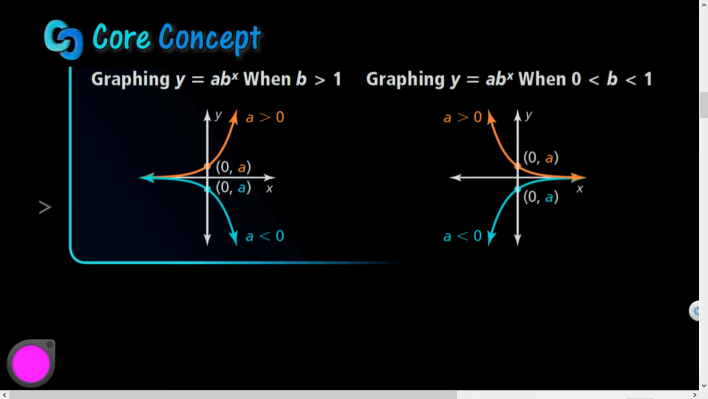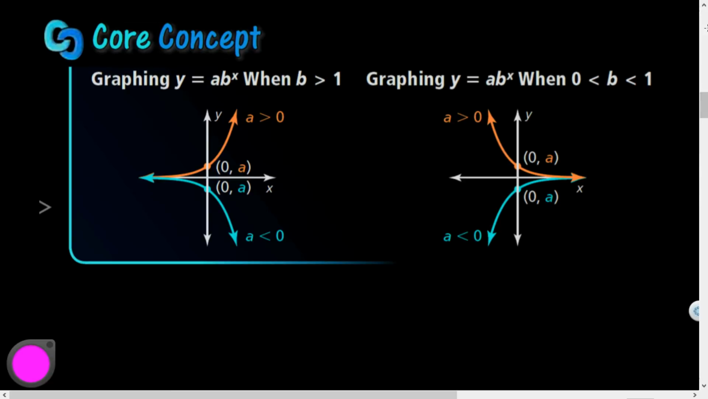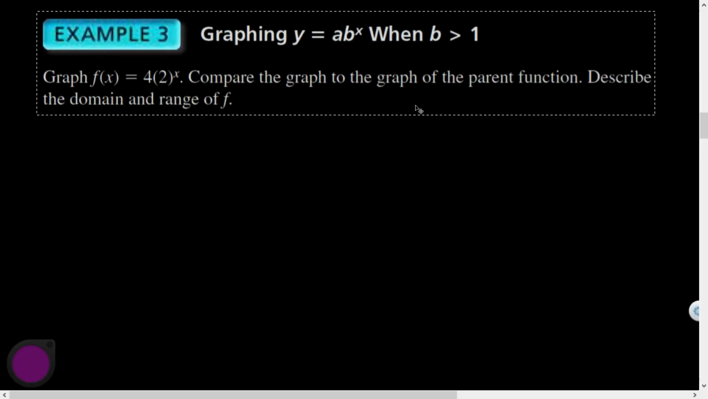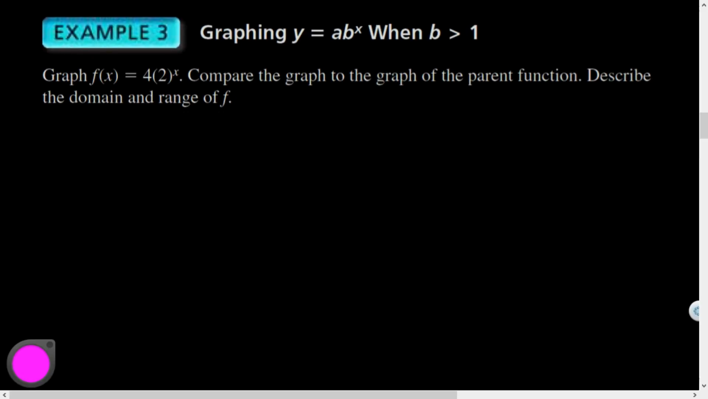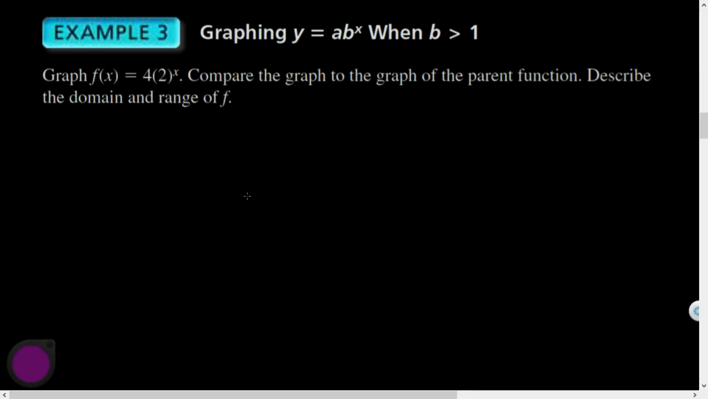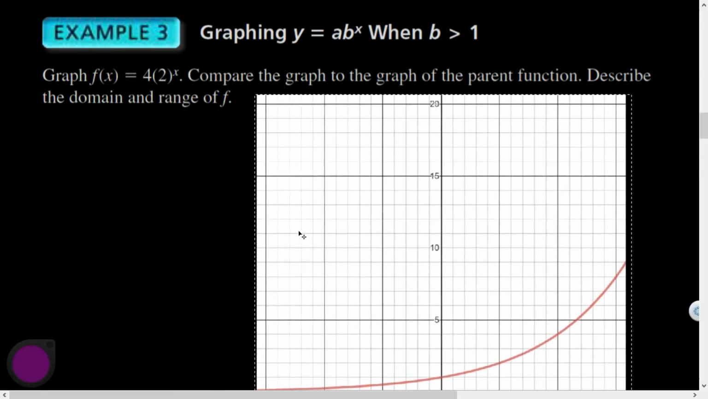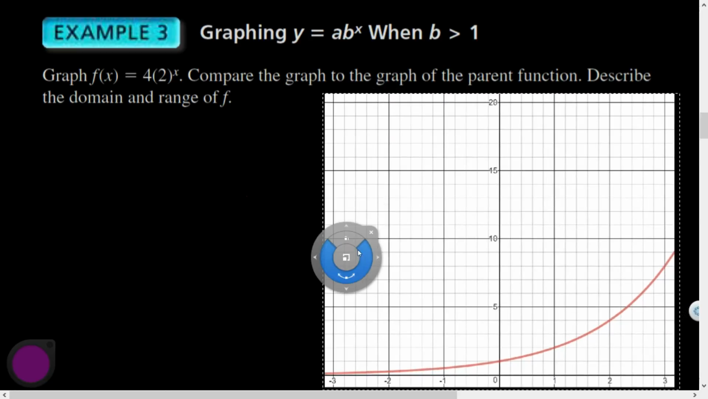So let's do this one example, example 3, last one. Right, so these are weird. It's going to take us a while to get used to it, and that's okay. All right, so I gave you guys a parent graph here. You guys got this graph as well.